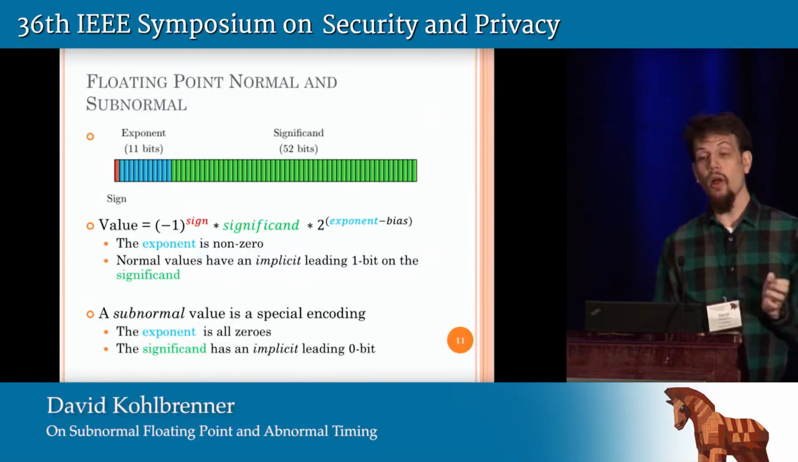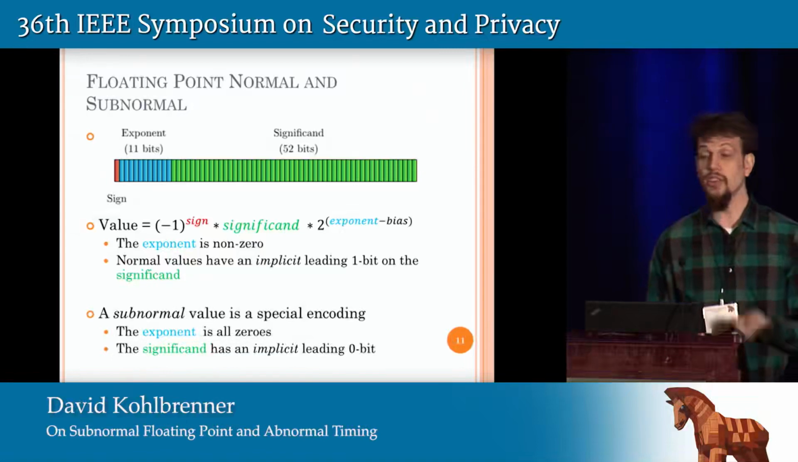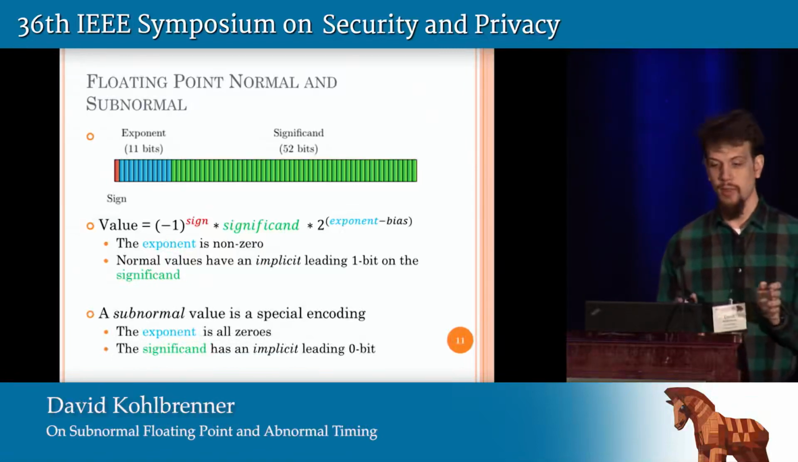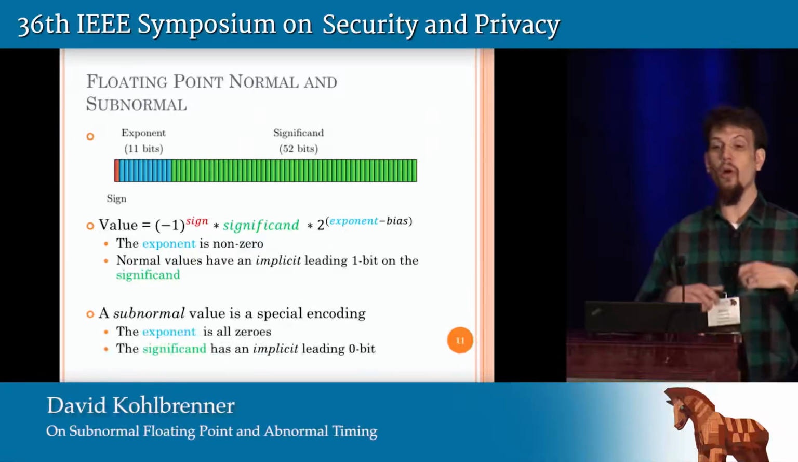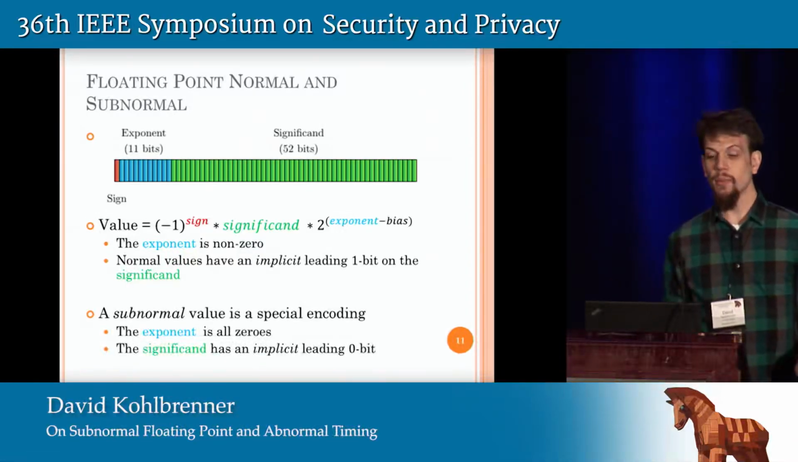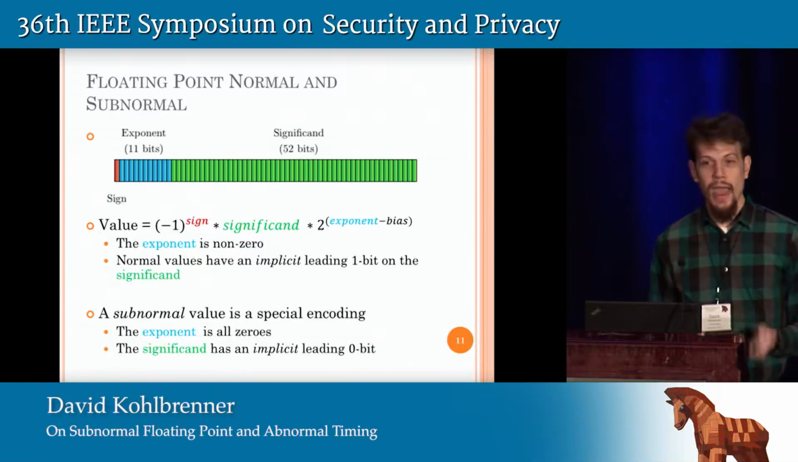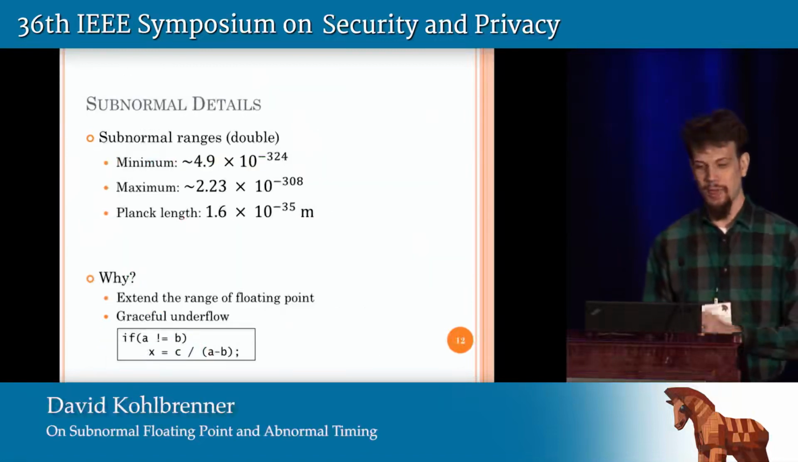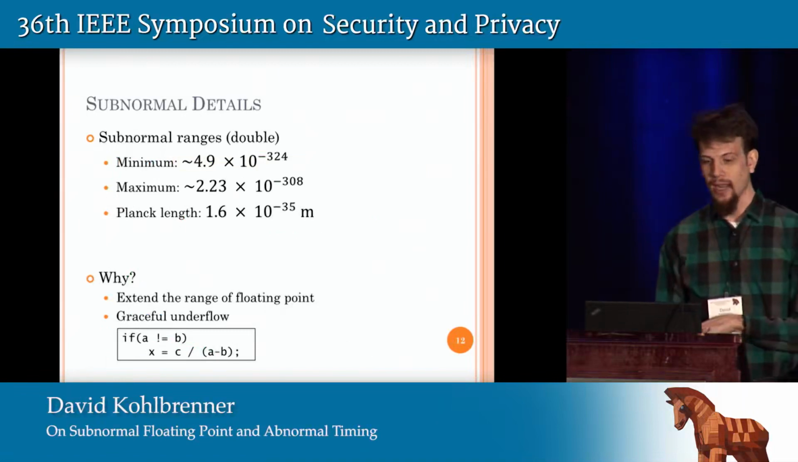Now, the IEEE standard also specifies a subnormal floating point number. And these are an optional part of the standard, but most CPUs implement them. In the subnormal case, your exponent is all 0 bits, and you have an implicit leading 0 bit on your significand. Now, if you're doing the math, you're going to say that is an incredibly small number, and yes, it's an incredibly small number. This is your range, and I've included the Planck length there for scale.